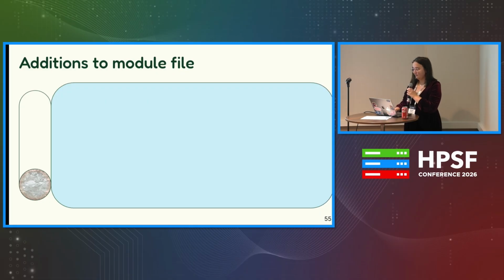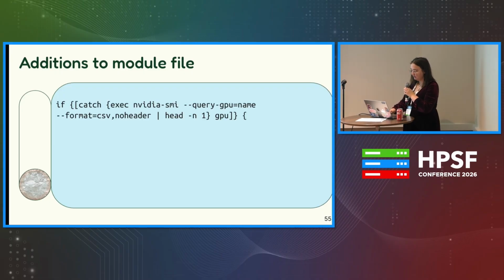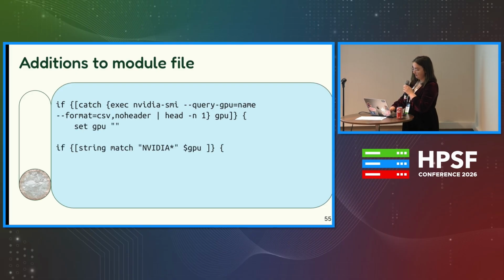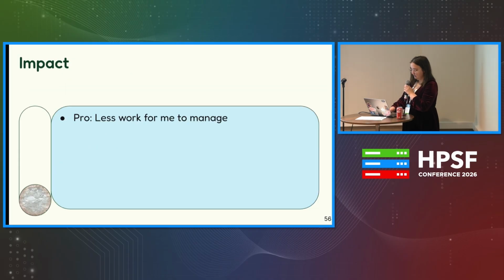So this is kind of the full code, or I guess, not really code. This is what's actually written in all the module files. So this is the full line that checks if it is a GPU, and then if it starts with NVIDIA, and if so, creates a CDI.json file. Yeah, so impact: less work for me, which is always the goal.